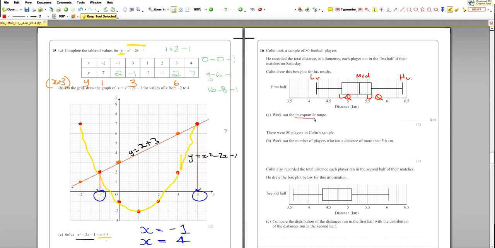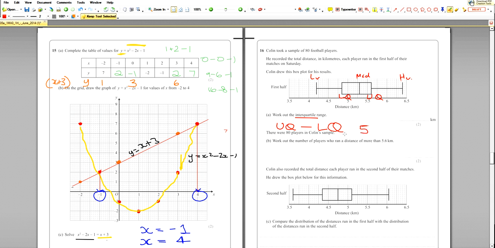We'll work out the interquartile range. Interquartile range is the upper quartile value minus the lower quartile value. Now, what is the upper quartile value? Can somebody tell me what the upper quartile value is? The upper quartile value is here, this line here. 5.5.